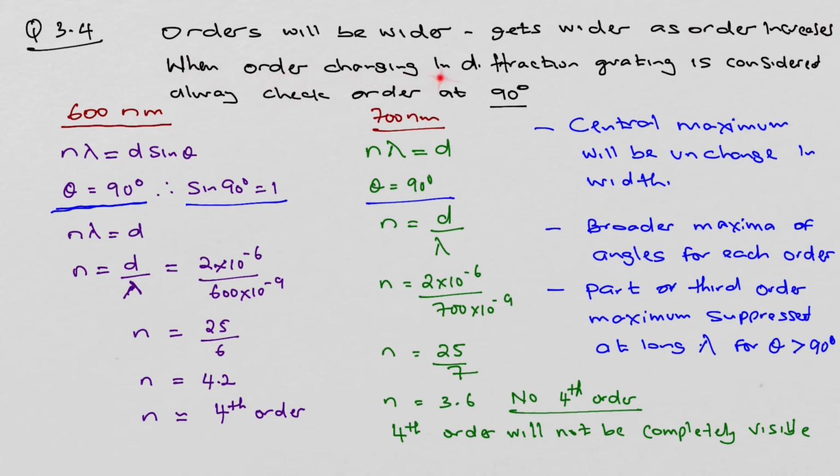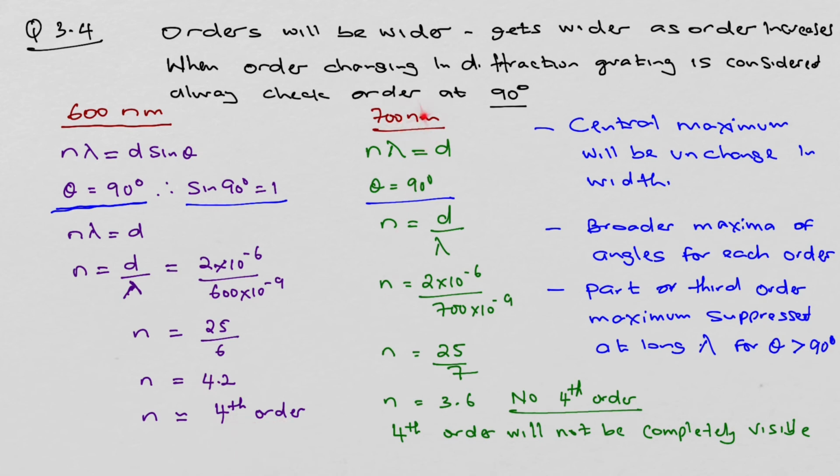Whenever order changes in a diffraction grating are considered, we should always check the order at 90 degrees. So for 600, using the diffraction grating equation, plugging in theta to be 90 degrees, sine theta will be 1. Therefore, n lambda equals d, so n equals d over lambda. From there, you know your d because we calculated it earlier. So n is roughly equal to 4.2, so this is a fourth order.